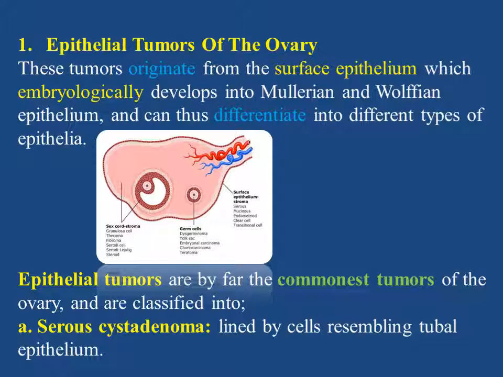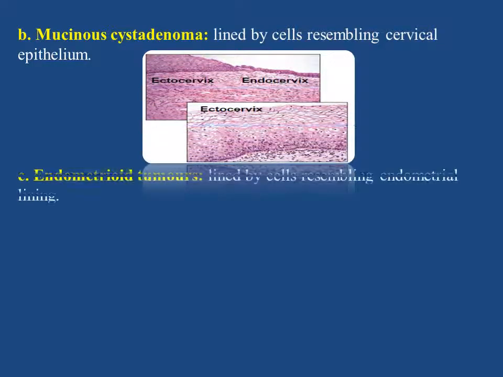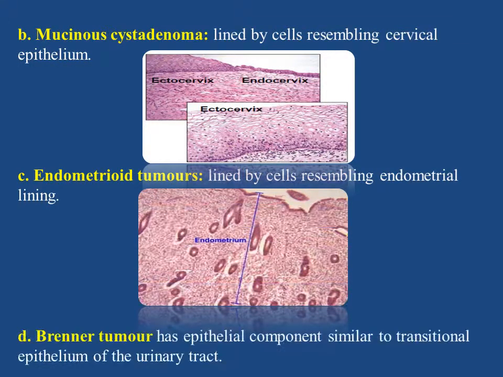They are classified into serous cystadenoma, lined by cells that mimic the tubal epithelium, or mucinous cystadenoma, lined by cells like cervical epithelium. Then we have endometrioid tumor, lined by cells resembling the endometrial lining. And lastly, the Brenner tumor, which has an epithelial component similar to the transitional epithelium of the urinary tract.